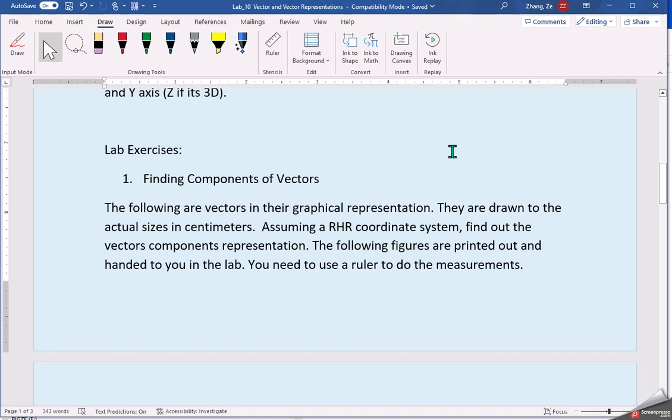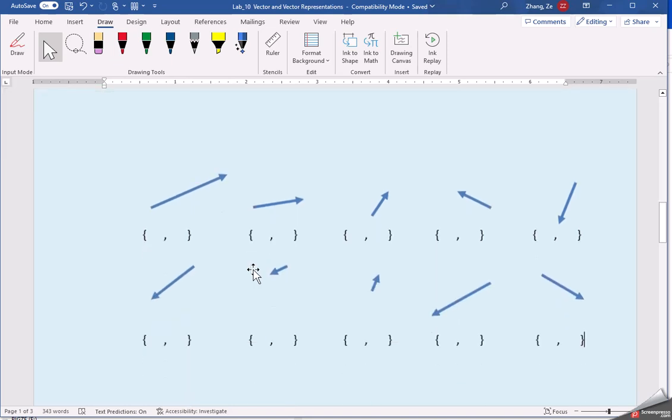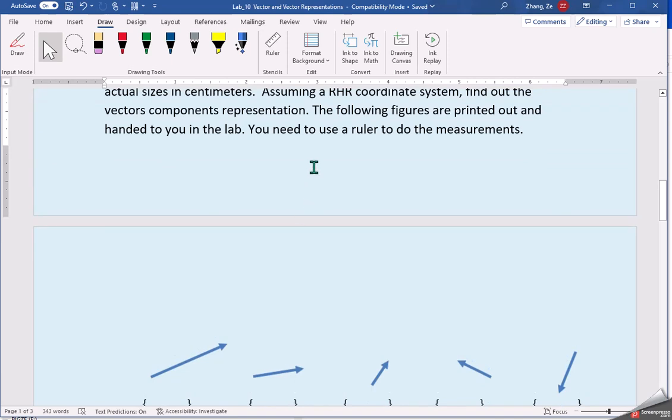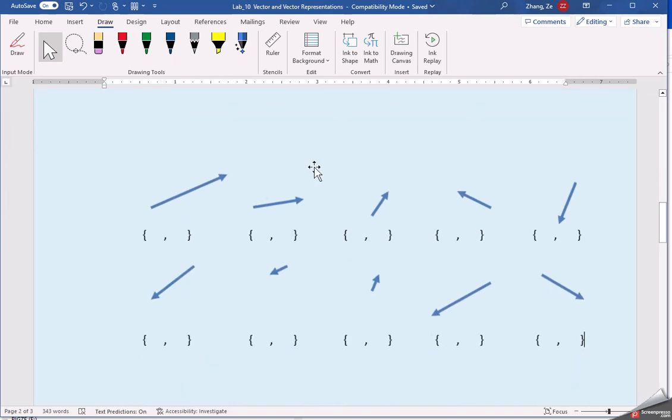In this lab, we have a very simple thing to do. Number one, find the components of vectors. The following vectors are in a graphic representation. They are drawn to the actual size in centimeters. With right-hand rule coordinates, find the vector component representations. The following figures are printed out and handed out to you on paper. If you miss the lab, go ahead and print this out. I will hand you rulers to actually measure the components in centimeters. For example, let me do this first one. Say you receive the first handout. You do the components.